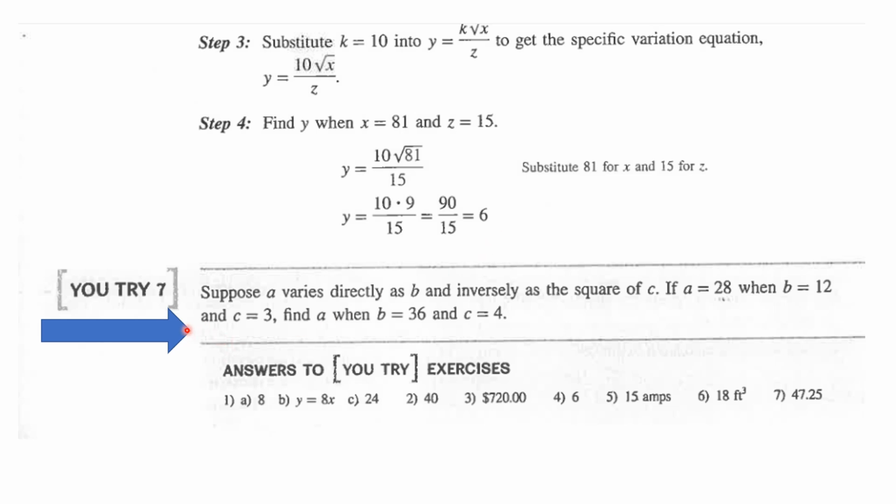Now here's another you try for you to try. Suppose a varies directly as b and inversely as the square of c. If a equals 28 when b equals 12 and c equals 3, find a when b is equal to 36 and c equals 4. Give it a go, please, and come back when you're finished.